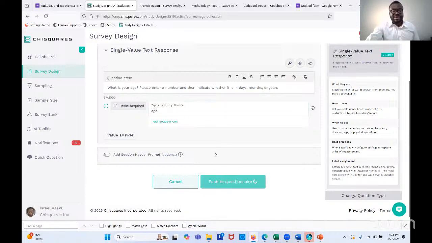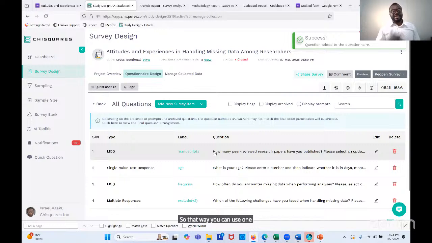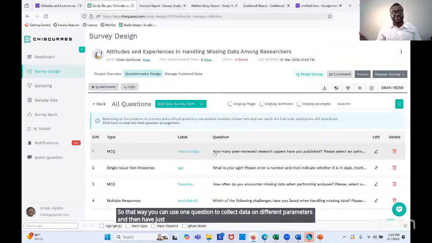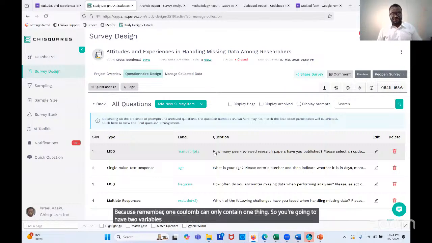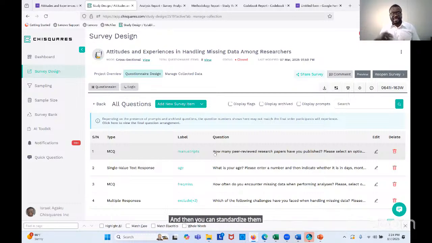So that way you can use one question to collect data on different parameters and then have just the specification for the units of capture, which will become the unit of analysis. When you collect the data, you're going to have two variables, one for the value, because remember, one column can only contain one thing, and the other for the units. And then you can standardize them into days or whichever unit you want. So that's how you do it properly.